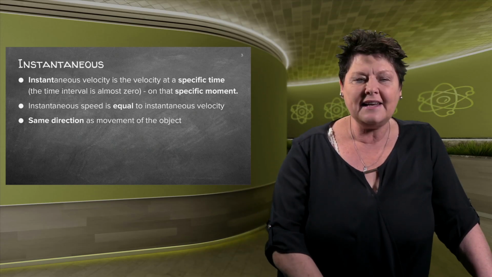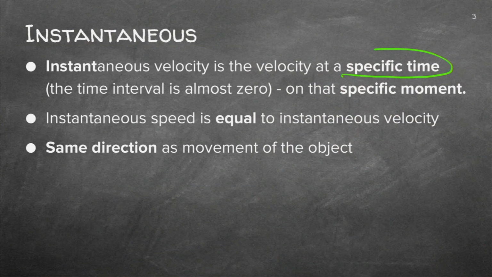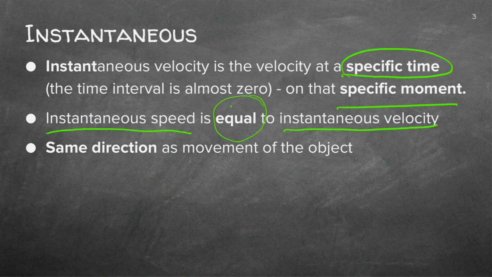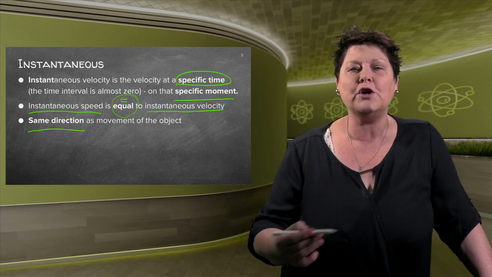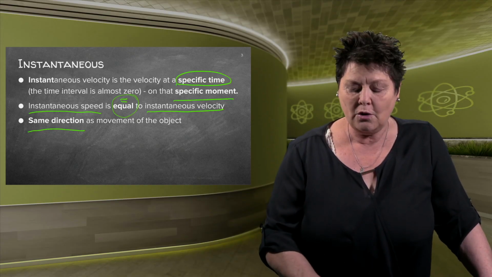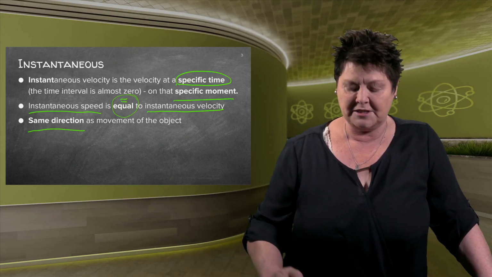So, instantaneous velocity is at a specific time and a specific moment. And when the instantaneous speed is at a specific time, it also is the instantaneous velocity, because it's at a very, very small time span. So it equals the velocity and speed because it's a very, very specific time. It has to be in the same direction. Remember, displacement is a vector. So we can't work in 2 or 3 different directions. We have to be moving in one specific direction.